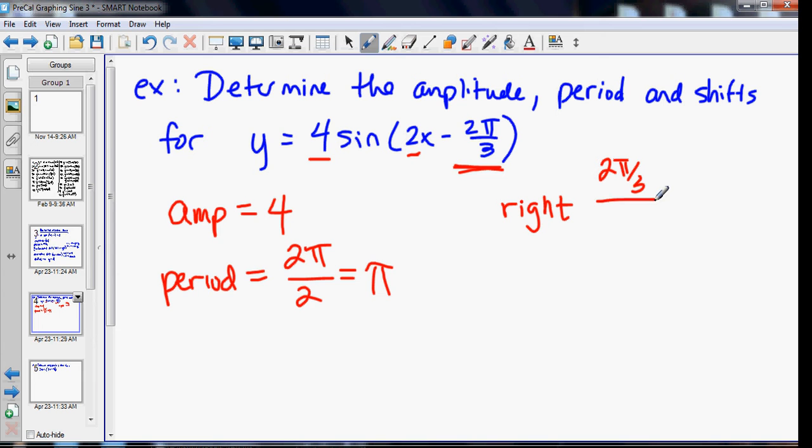So this tells us we have a horizontal shift where we are moving to the right, pi over 3. And there is no vertical shift here because there's nothing being added or subtracted outside of the parentheses.